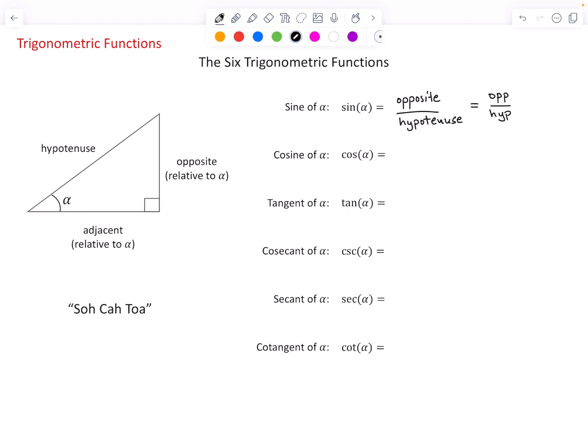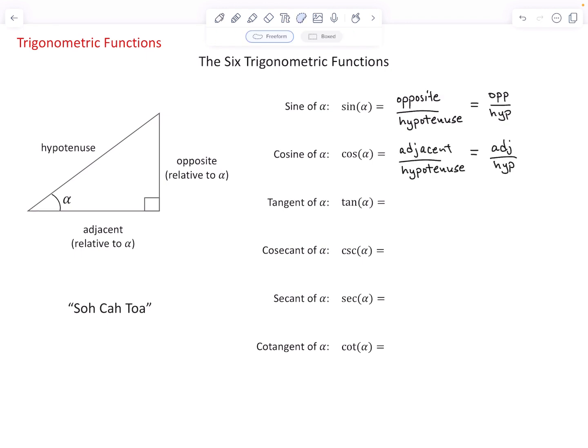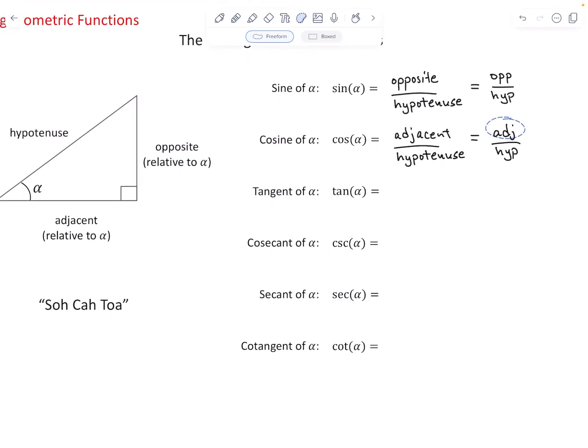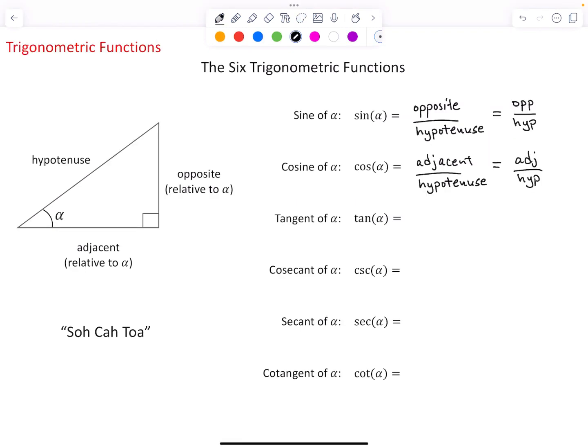The cosine of alpha is the ratio that is the adjacent divided by the hypotenuse, which we will abbreviate. So you would measure how long the adjacent side is, for example 7 feet, and then divide that by the length of the hypotenuse, for example 10 feet, and you would have 7/10. Now the tangent of alpha is the opposite length divided by the adjacent length. So the length of the opposite divided by the length of the adjacent.